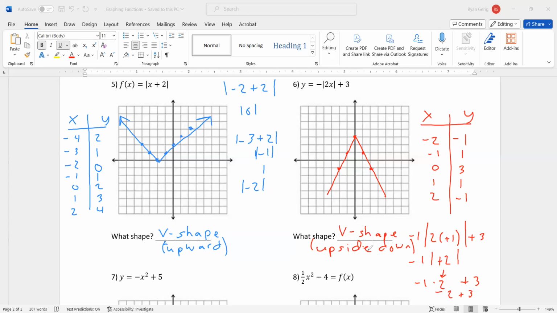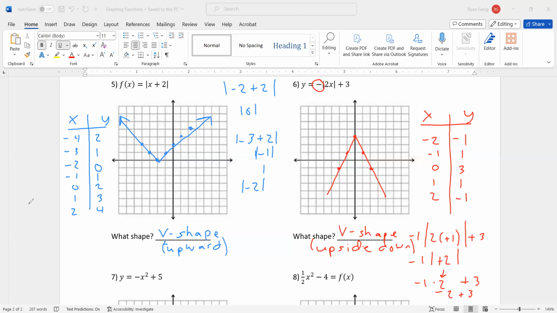Why is it upside down? Probably guessed it. It's the negative in front of the absolute value. This one didn't have any sign, so we assume it's positive. Okay, so it's a positive number in front of the absolute values. That's what makes it upward facing.